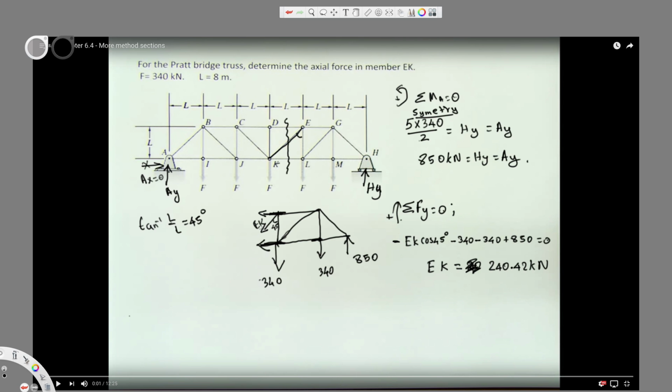This is my EK, and since the answer is positive, I know I have assumed the right direction. If you see something like this, two arrows facing each other, it means the other force is acting opposite to it, so it means it's in tension. If it's the opposite side, it means it's in compression. Since we got a positive answer, it's acting this side, so it means it's in tension. This is my final answer, and that's the question it's asking.